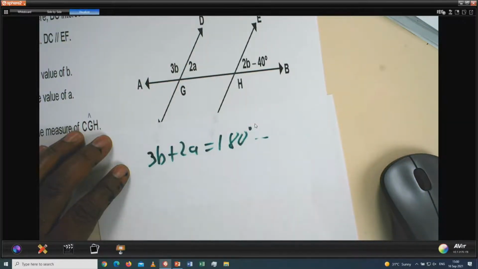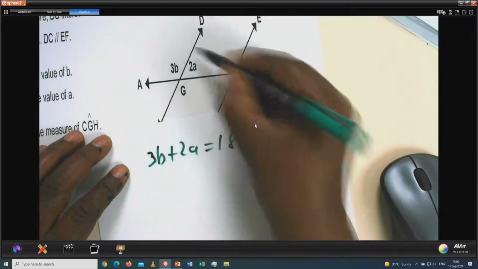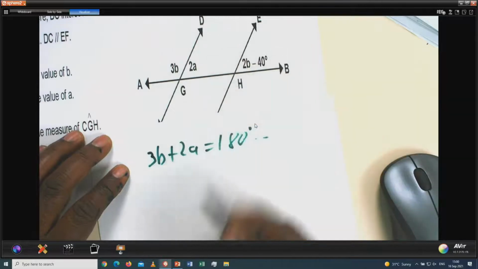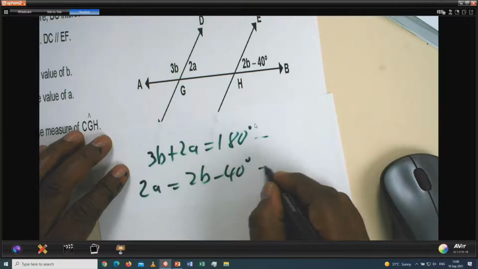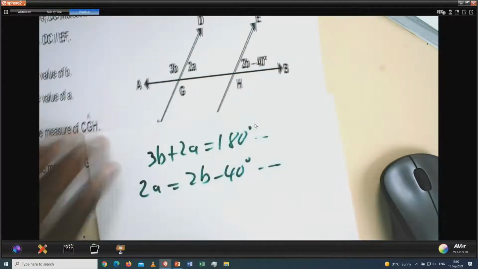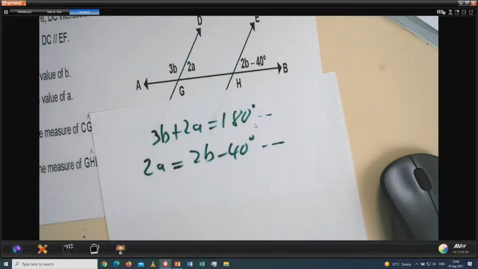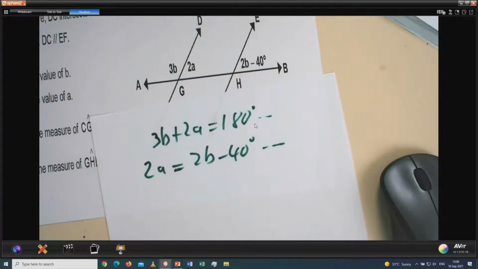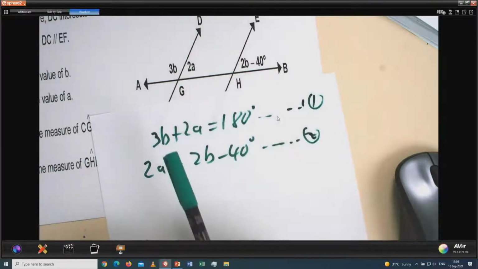What other information do we have? This line is parallel to that line. There's a transversal, and these angles are in the same position. Therefore, we say 2A equals 2B minus 40 degrees. Corresponding angles of parallel lines are equal. That's why it's important. You must write down everything that you have so that you have a better picture. So you'll be having two equations now and two unknowns.